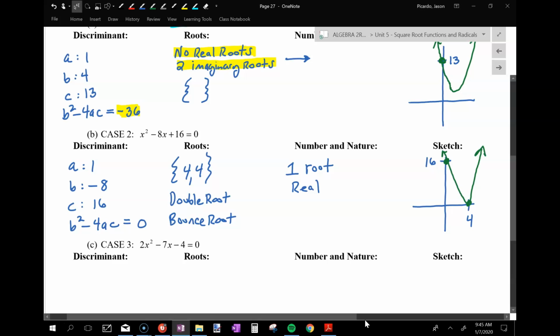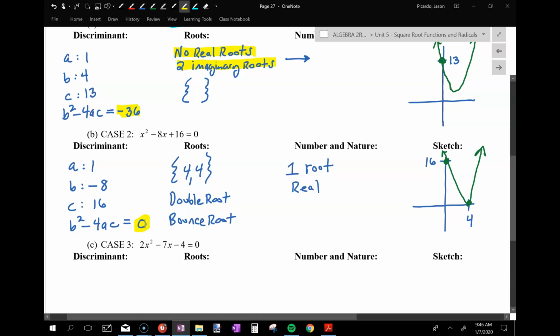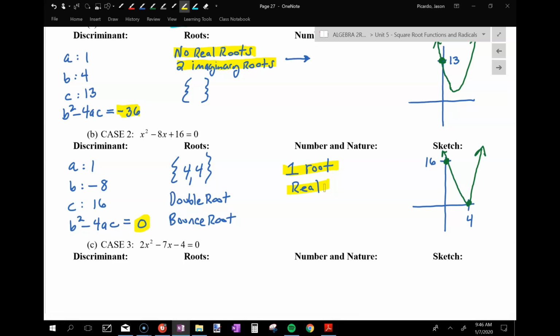So far, what do we have, guys? We have a negative discriminant gives me no roots. We have a discriminant equal to 0 gives me 1 real root. I can visualize it. I can see it, right? That parabola touches the x-axis, no doubt about it. Good so far? What are my other scenarios?